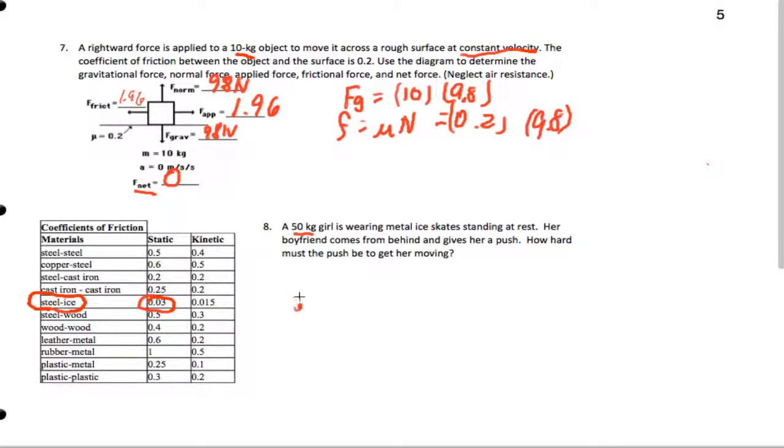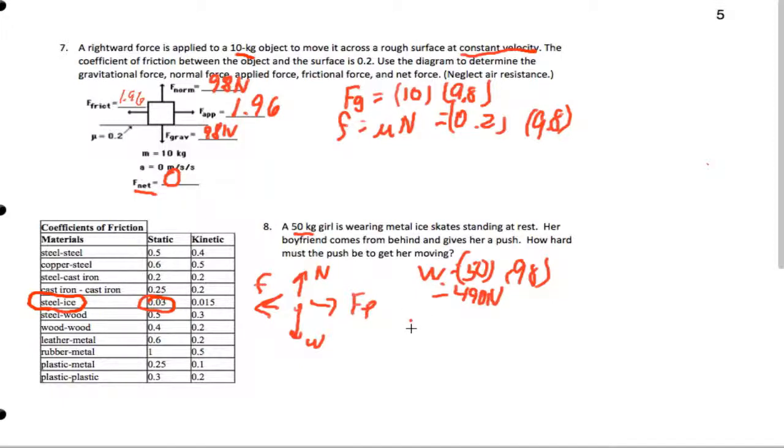So let's do the free body diagram. I have the normal, I have the weight, I have the force of pushing, and I have the friction force. And so I know that the weight is going to be 50 times 9.8, which is 490 newtons. And what that tells me is that the normal force is also 490 newtons.